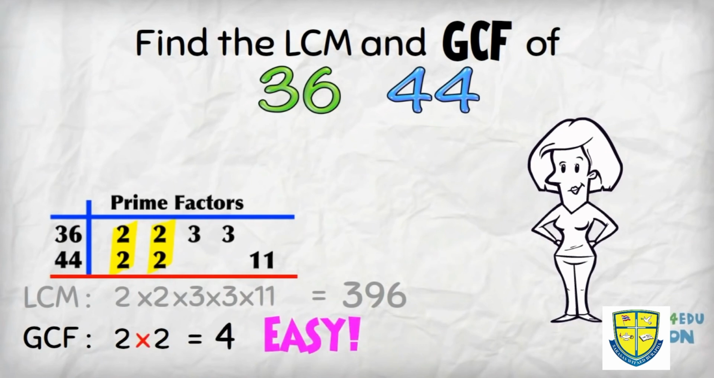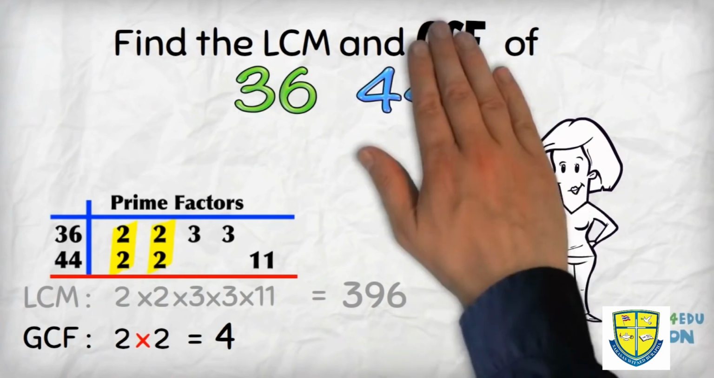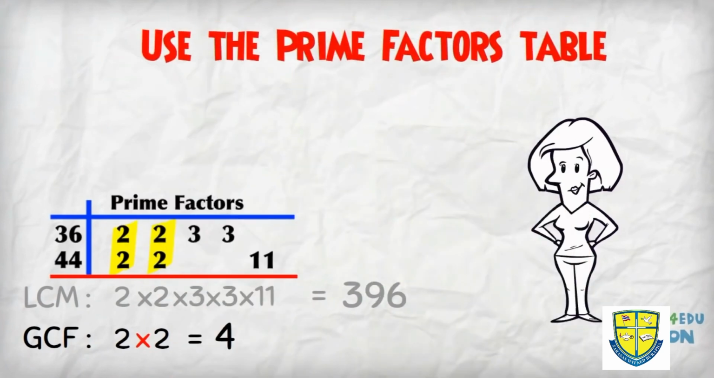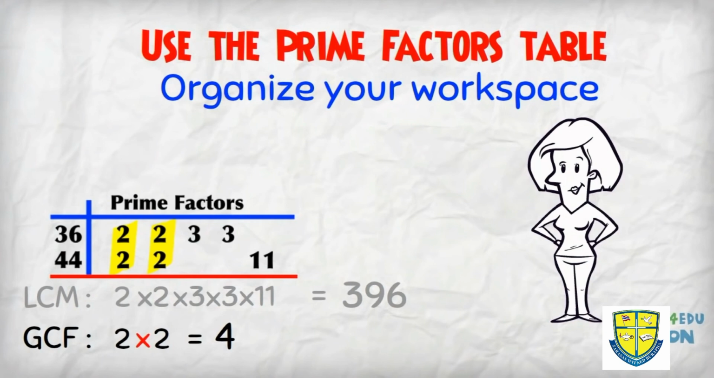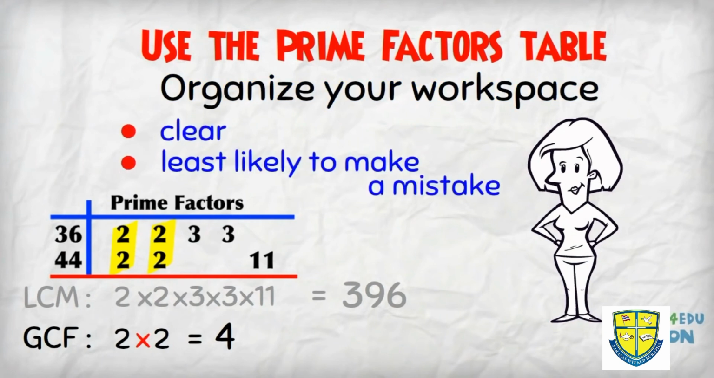Isn't that easy? I think it's beautifully simple, and it's really fast after doing the LCM. If you use the prime factors table to help organise yourself as you're working through, you're going to find it very clear and you'll be least likely to make a mistake.